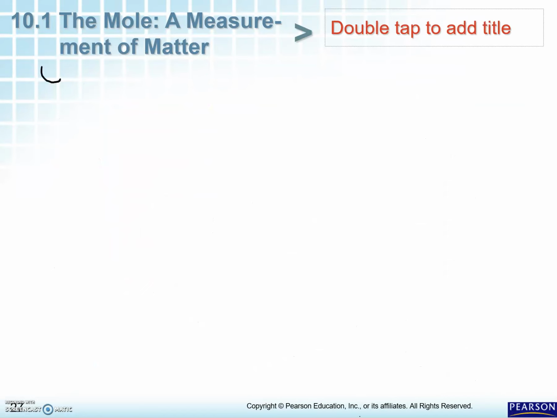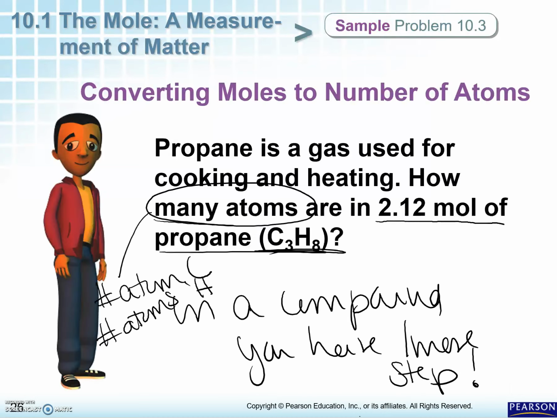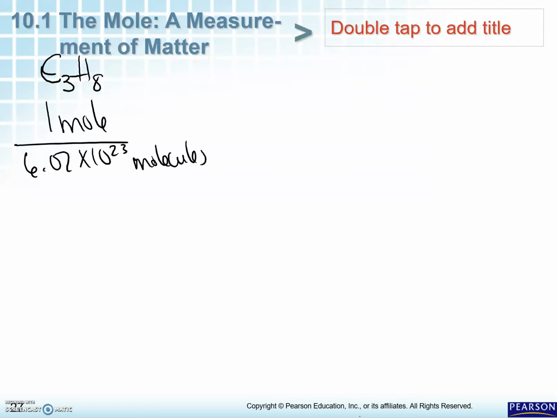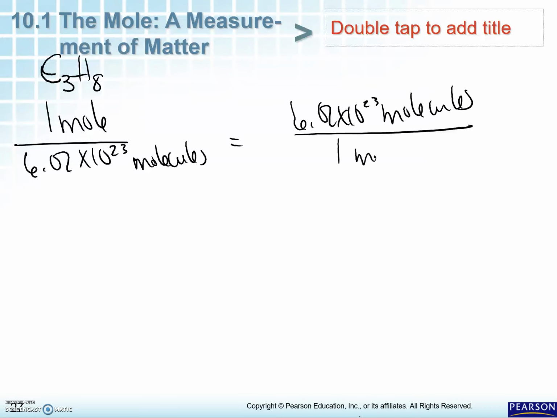And just for a reminder, we're using C3H8. All right, so we know that 1 mole is equal to 6.02 times 10 to the 23rd molecules. It's also equal to 6.02 times 10 to the 23rd molecules over 1 mole. So we have our two options there.